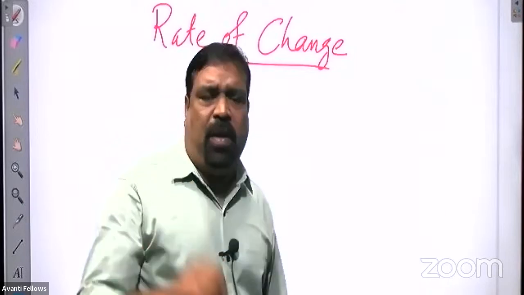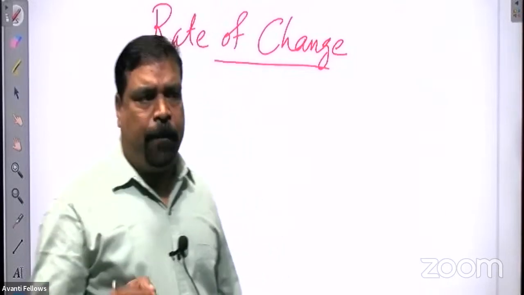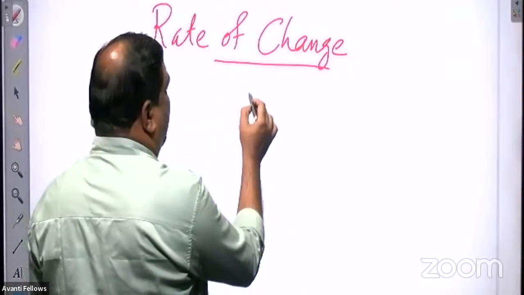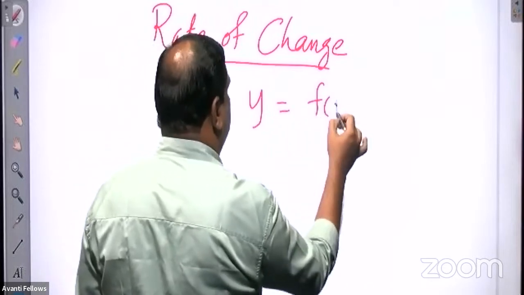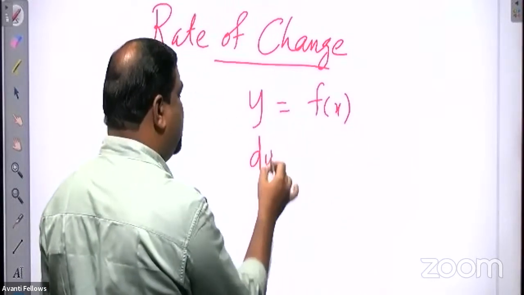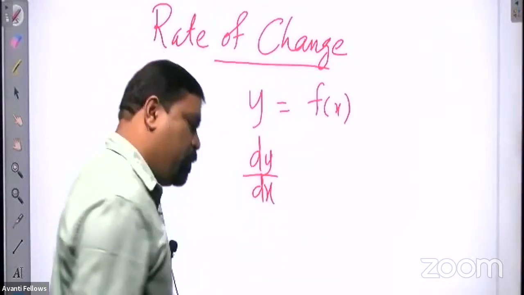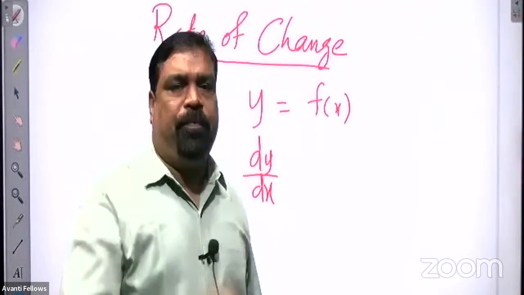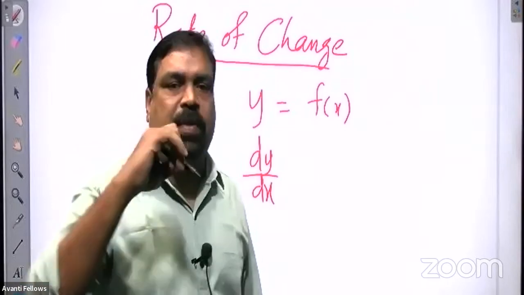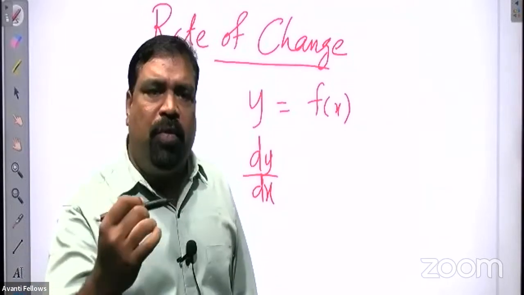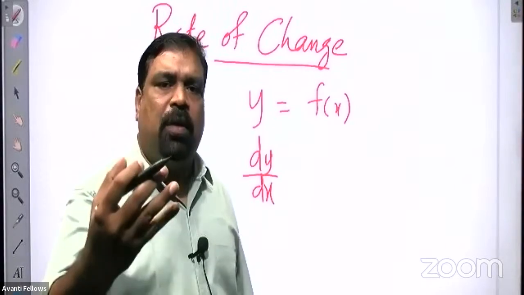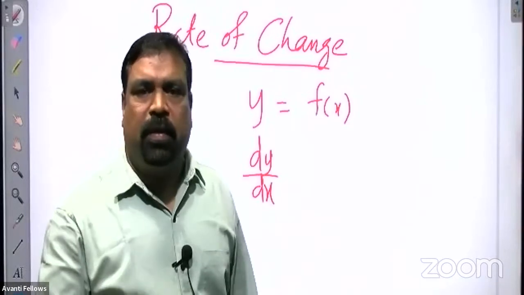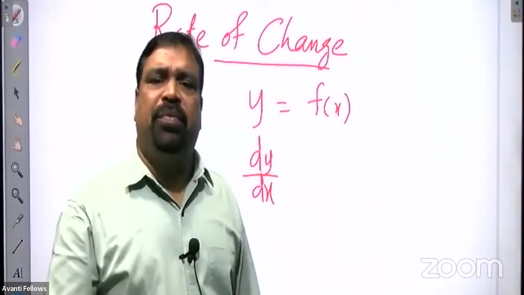So this is the very, very fundamental idea of differentiation. Whenever we write dy by dx, if y is a function in x, we write dy by dx, f dash x. So what does it measure? This dy by dx measures the rate of change of y with respect to x. How y is changing, at what rate y is changing when x is changing. So that is a very fundamental idea of the derivative.